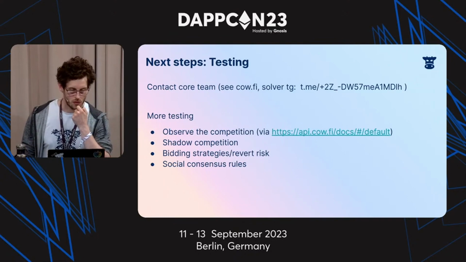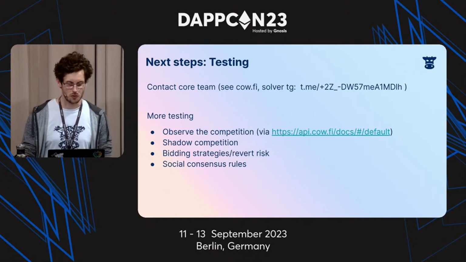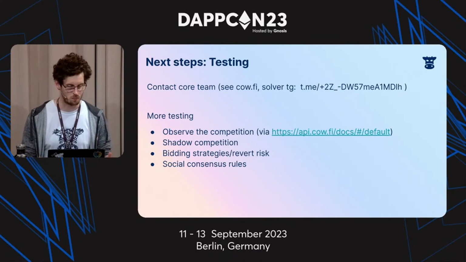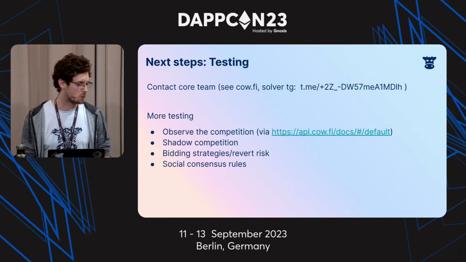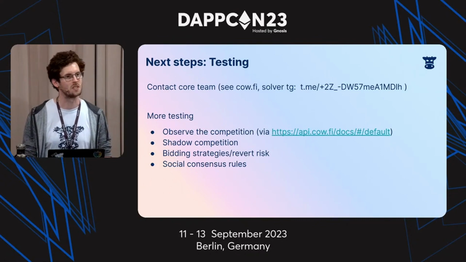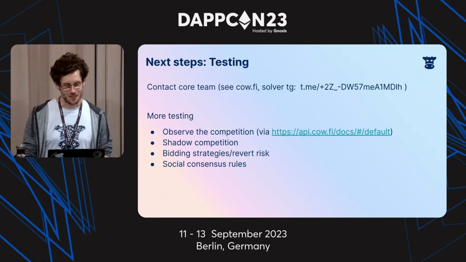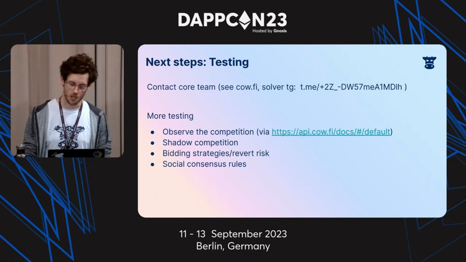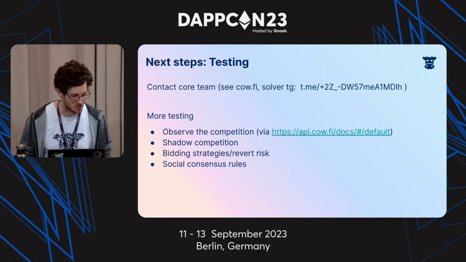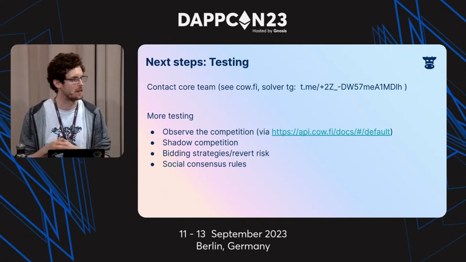One other thing that at that stage you should look into is what would be summarized as bidding strategies or revert risk. The mechanism we use for rewarding solvers is an auction mechanism, and so it's based on how much you are better than the competition. And you can, for example, also say things like, if you win, you want to get paid at least this much.